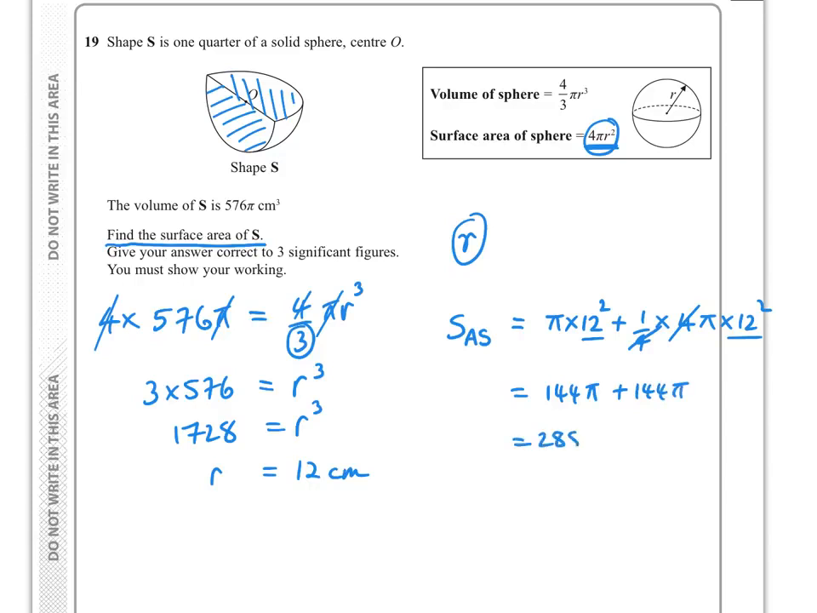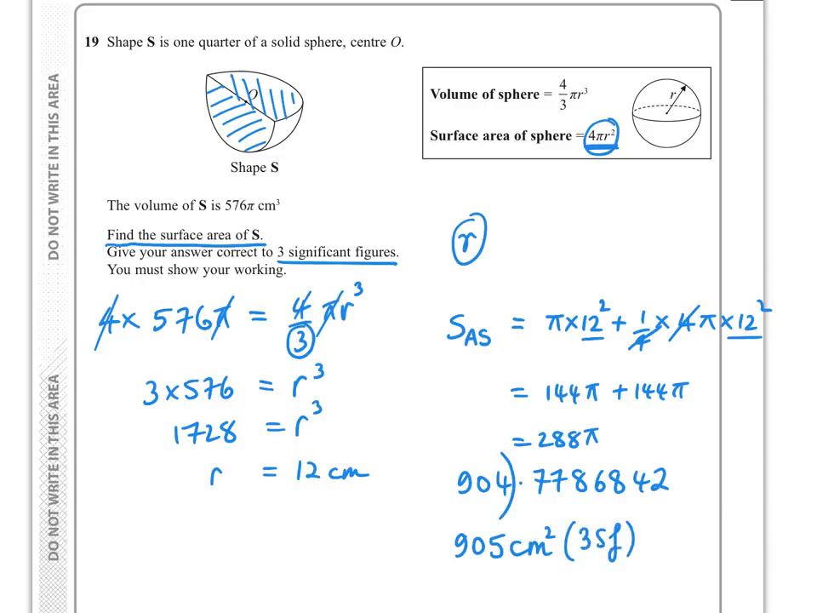So that's 288 pi, but it wants the answer to 3 significant figures. So 288 times pi on my calculator is 904.7786842, and it wants it to 3 significant figures, so I'm going to say 905 centimeters squared, and then I'm going to put 3 significant figures in here.